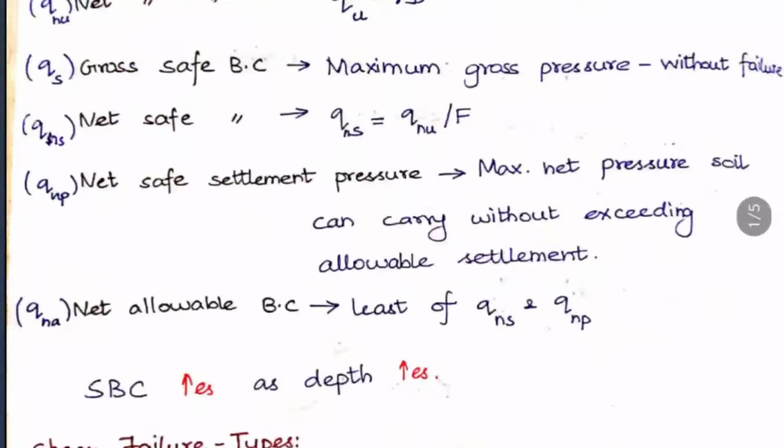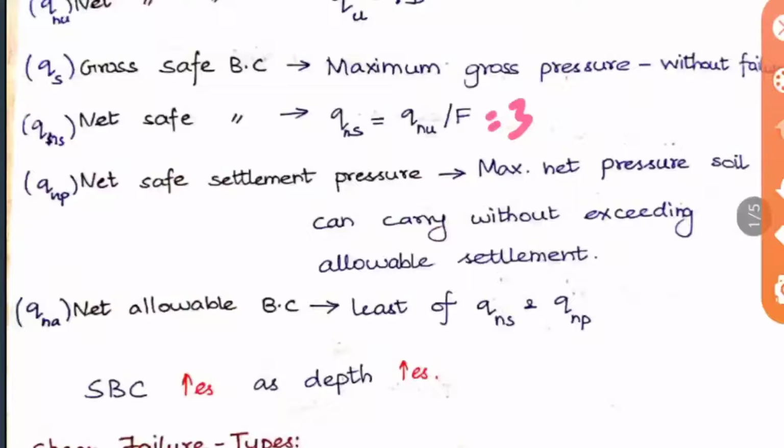Then comes the gross safe bearing capacity, also called the safe bearing capacity. It is the maximum gross pressure which the soil can carry safely without any shear failure. And then the net safe bearing capacity, which we term as qns, is equal to qnu divided by the factor of safety. This factor of safety we usually take as 3.